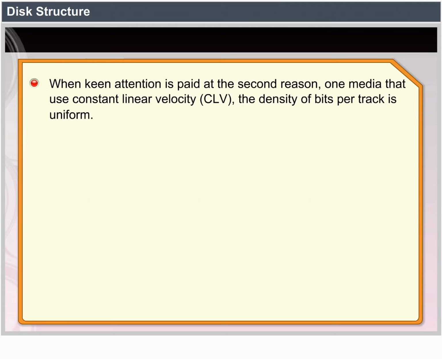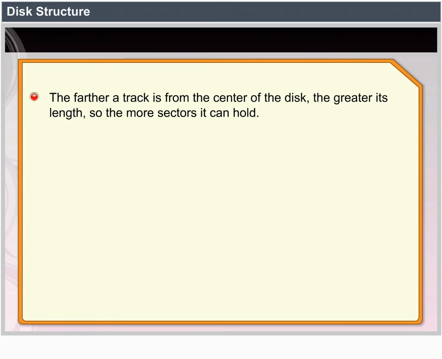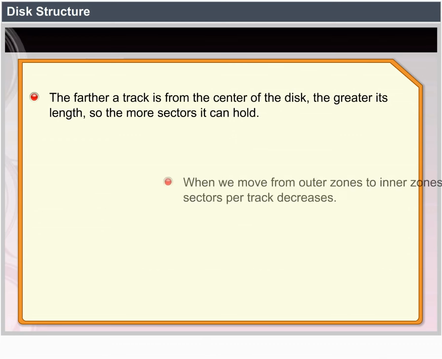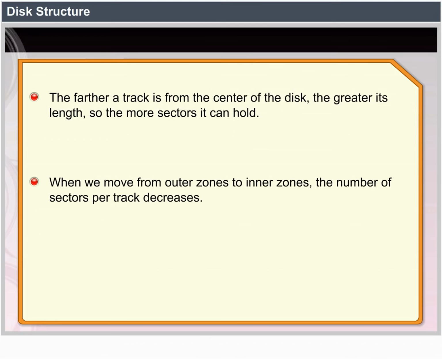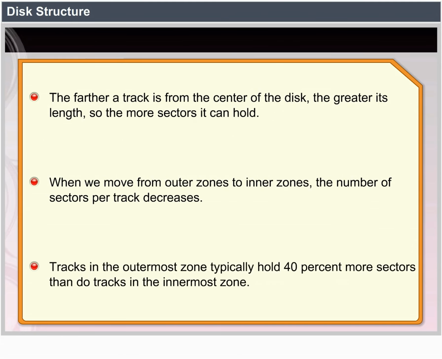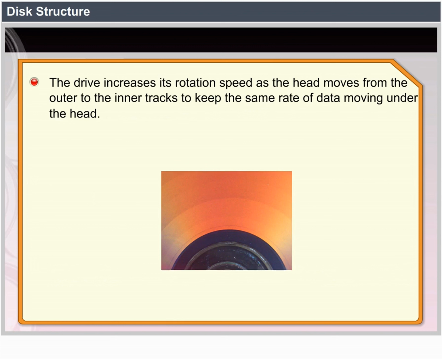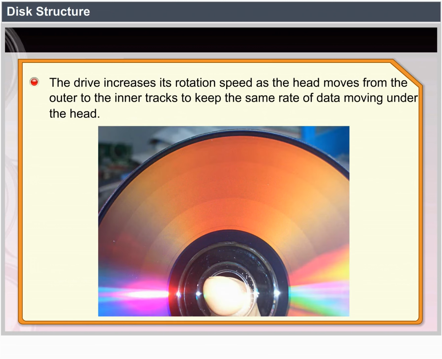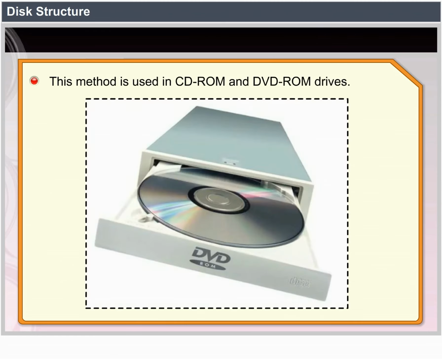The farther a track is from the center of the disk, the greater its length, so the more sectors it can hold. As we move from outer zones to inner zones, the number of sectors per track decreases. Tracks in the outermost zone typically hold 40% more sectors than do tracks in the innermost zone. The drive increases its rotation speed as the head moves from the outer to the inner tracks to keep the same rate of data moving under the head. This method is used in CD-ROM and DVD-ROM drives.